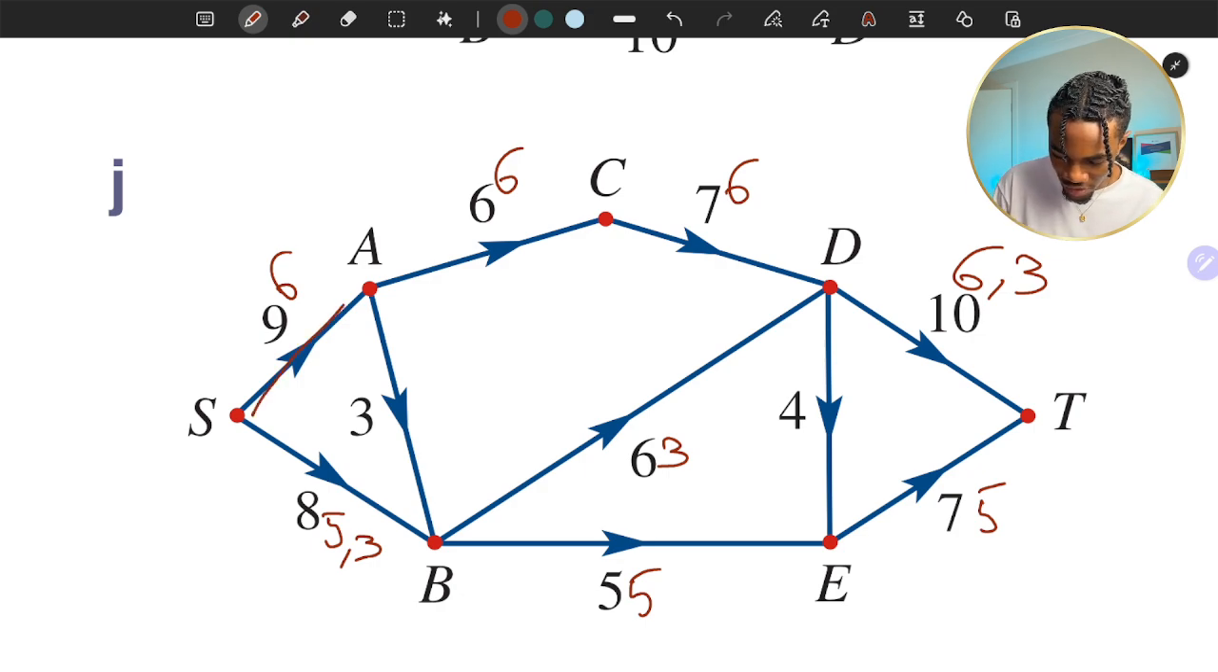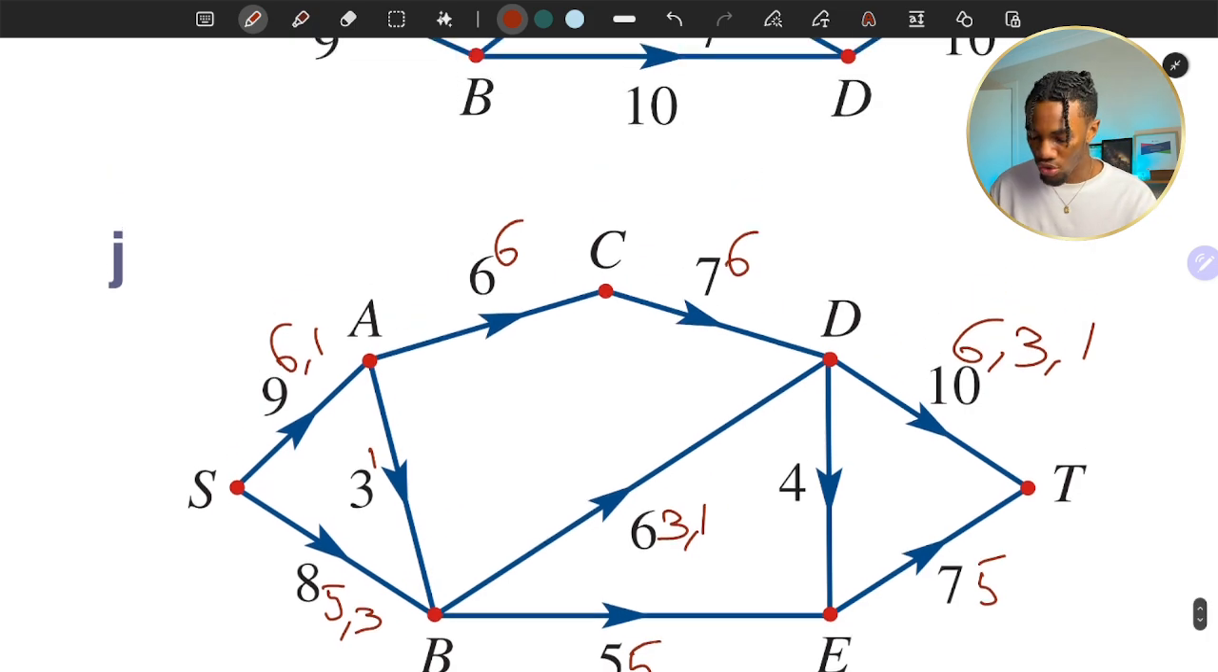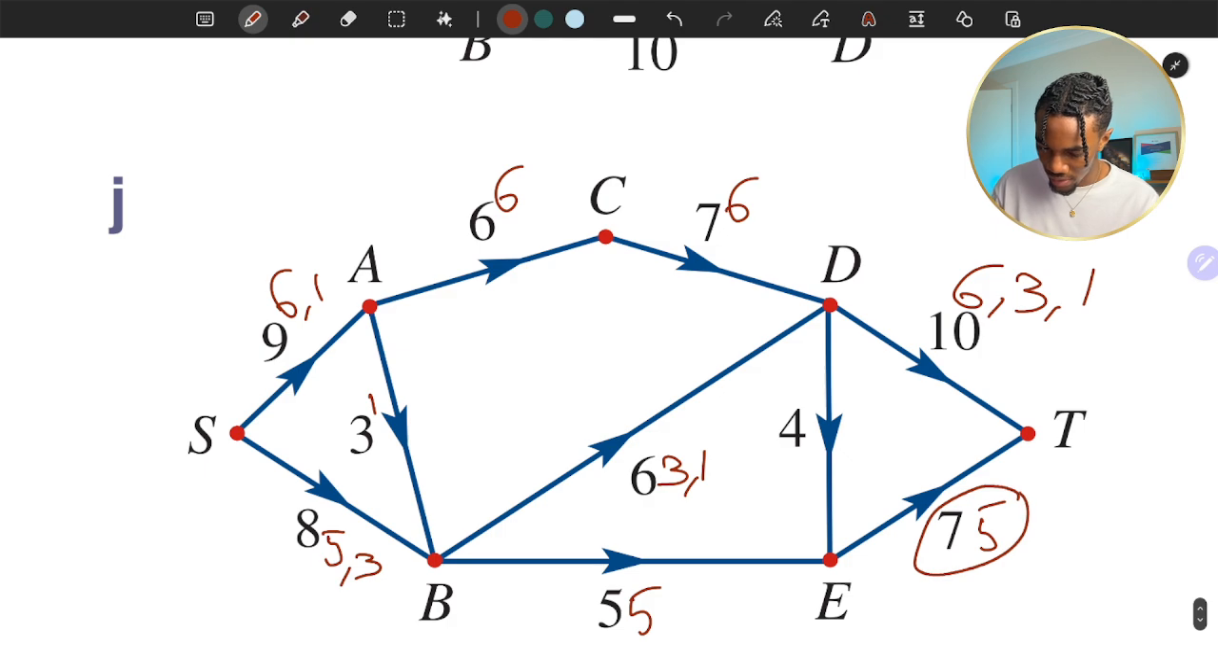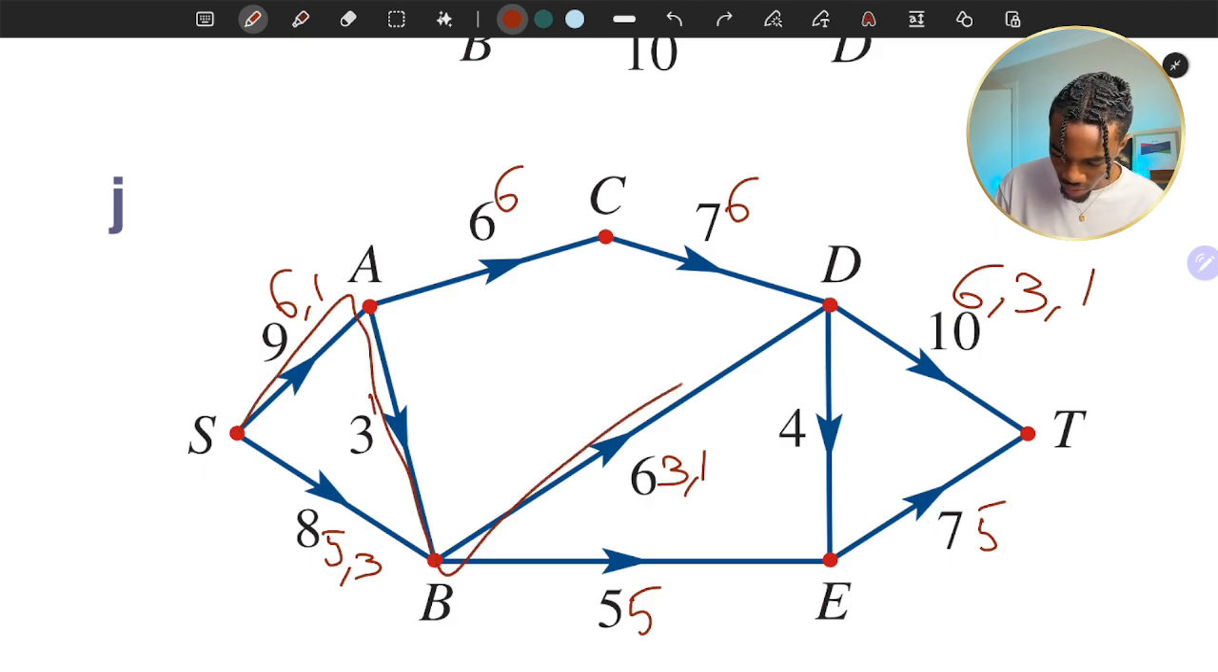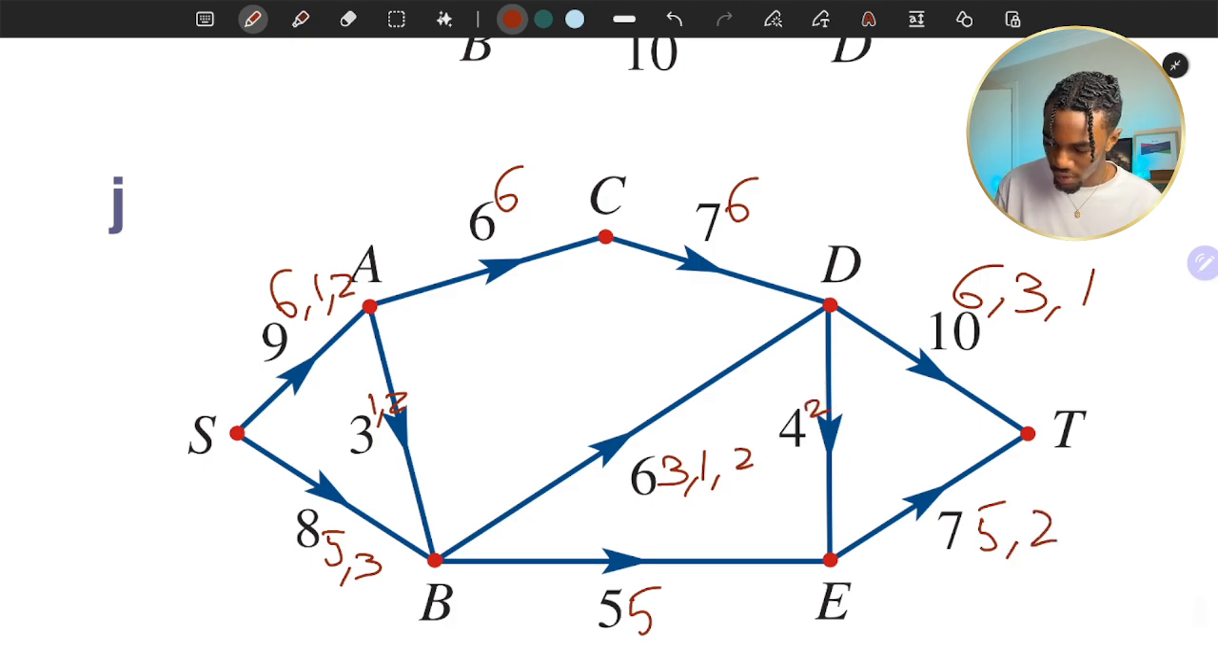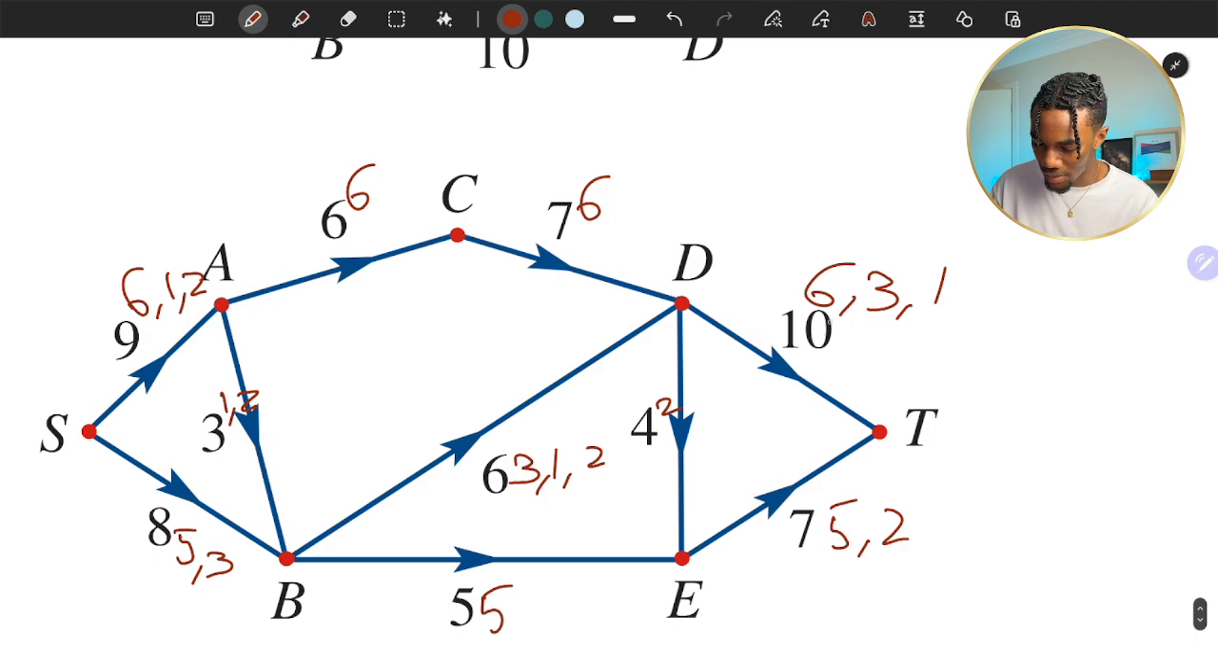If I have a look at this pathway, I can fit 1 in here. So I'm going to put 1, 1, 1, 1. And I can also fit 2 in here, going this way. So I'm going to put 2, 2, 2, 2, 2. So our max flow is going to be 6 plus 3 plus 1 plus 5 plus 2, and that equals 17.